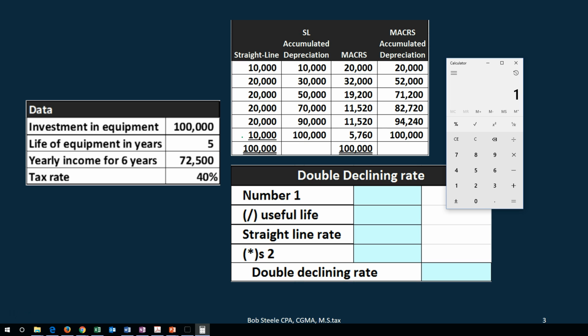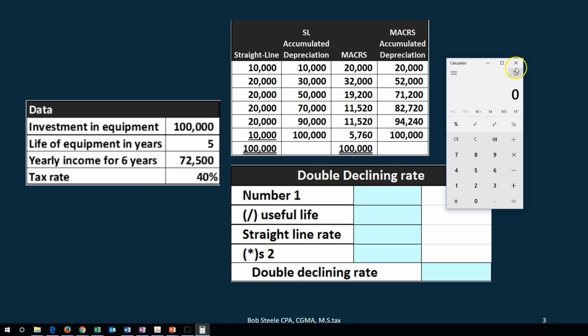So if we took the 100,000 divided by the 5 years, we would have 20,000 a year. But the first year and the last year, we're assuming that we bought it in the middle of the year, and that's why we have that half-year convention. The MACRS method over here is an accelerated method. That's the point, that we're going to be depreciating more in year 1 than we will be in year 6 in this case. And that difference, that's going to be the timing difference. Notice that the total is the 100,000 in each case, but we're going to depreciate more in the beginning years and less in the later years when we use an accelerated method.